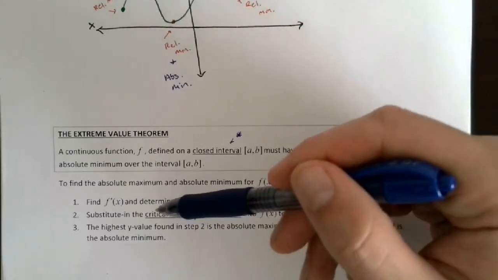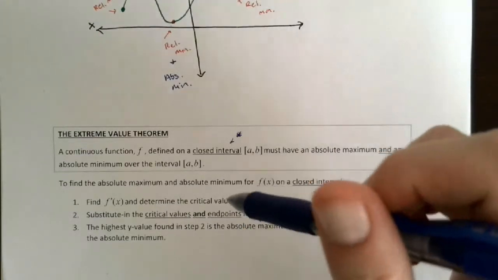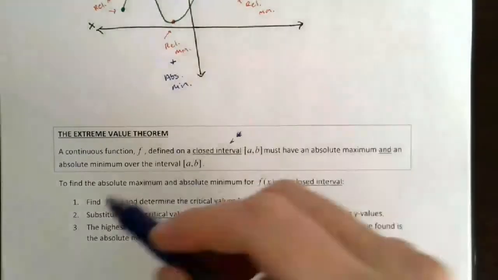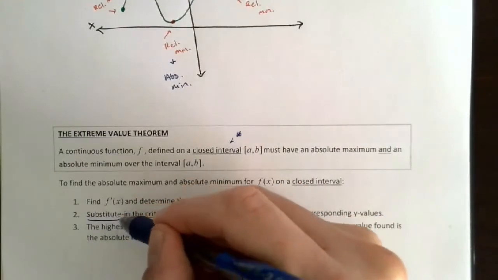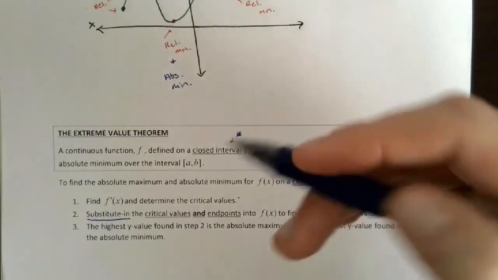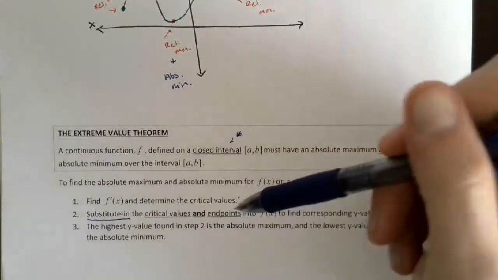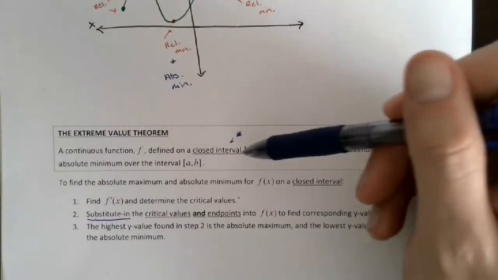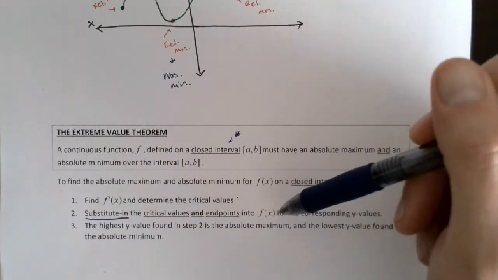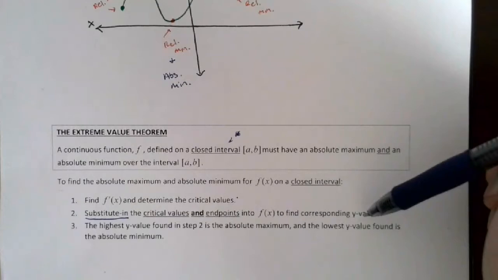Then once you have that, this is where it changes a little bit. To determine if you have absolute maximums or minimums, what you do is you substitute in. This is important. You're not doing a first derivative test or a second derivative test. What you're really doing is you substitute in the critical values that you just found, and the endpoints, which are the a and b from our closed interval, into the original function f of x, and this will give you the y values for the function.